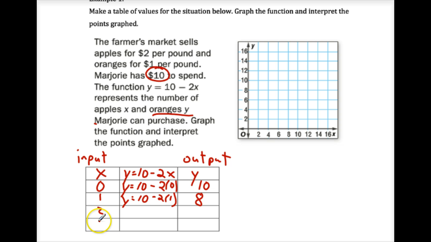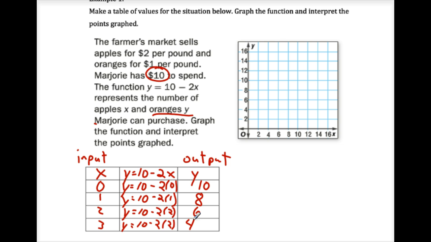Let's do 2 and 3, just to keep it simple. Y equals 10 minus 2 times 2. Wait, so on the test, everybody can get totally different answers? Yes. But when we graph it, they'll all look the same. When the input is 2, what's the output? 6. And 3 is 4. So you could get 6 pounds of oranges and 2 pounds of apples.